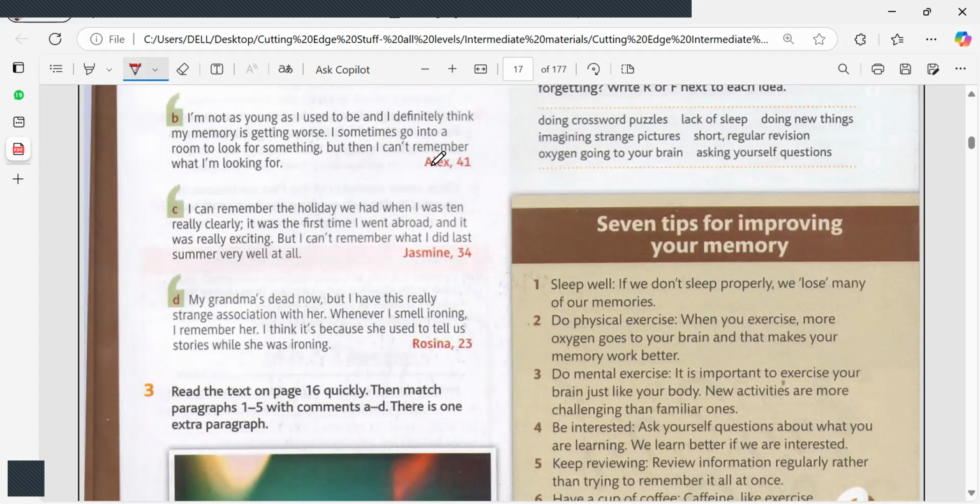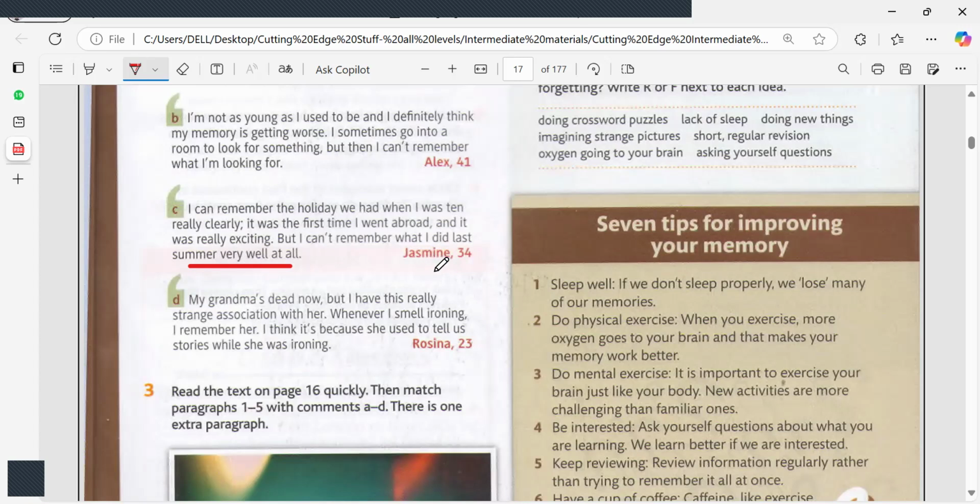Have you ever experienced a situation like this? Sometimes. By the way, it really happens with me. I can remember the holiday we had when I was 10 really clearly. It was the first time I went abroad and it was really exciting, but I can't remember what I did last summer very well at all.